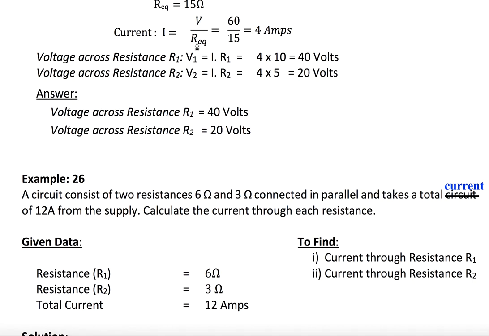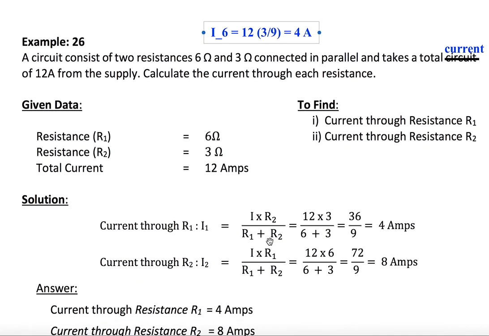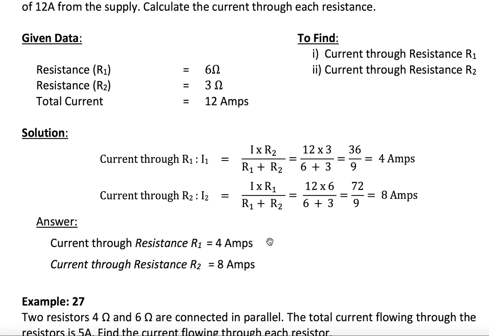Okay, two resistors are connected in parallel, right? So now we are going to find the current flowing through the 6 ohms resistor, I underscore 6, equal to the total current 12 into opposite arm resistance 3 divided by total resistance 6 plus 3, 9. Okay, 3 threes are 9, 3 fours are 12, so 4 ampere. I6 is 4 ampere, total current is 12 ampere, so I3 is 8 ampere. Okay, that's it.